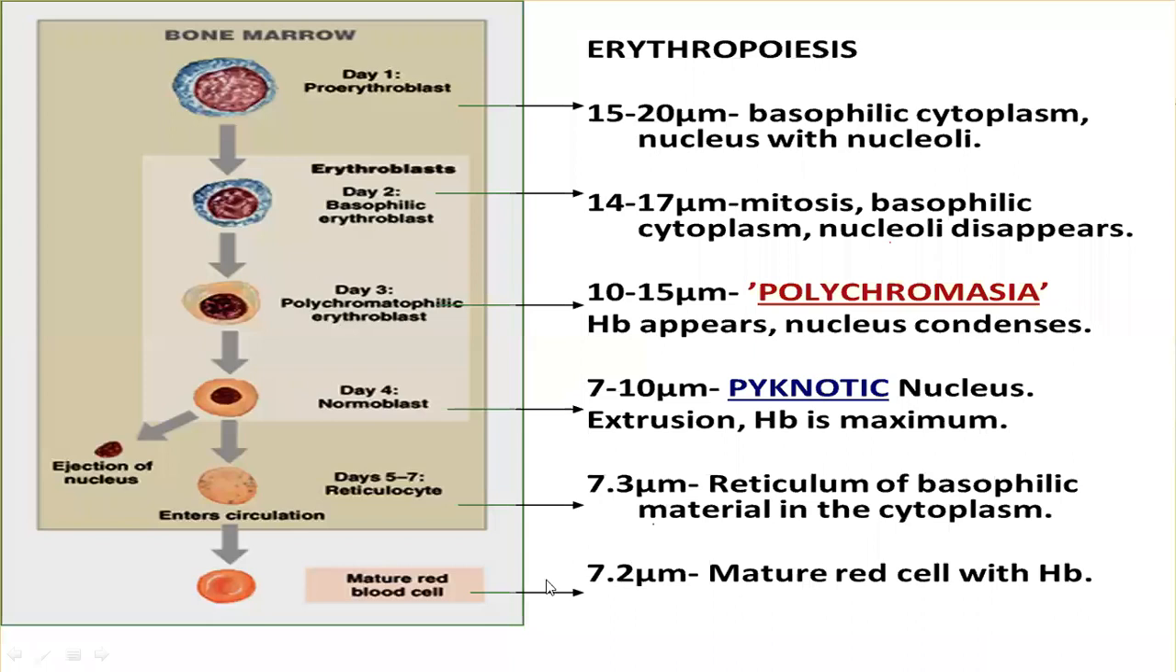The normal size of a red blood cell is 7.4 micrometers in diameter. This is the mature red blood cell, but the reticulocyte is about 7.3. So they are almost the same in terms of size, but the reticulocyte is bigger than the mature red blood cell. Sometimes the reticulocytes can be released to the circulation, and then after one day they will mature into the red blood cell, which is normal.